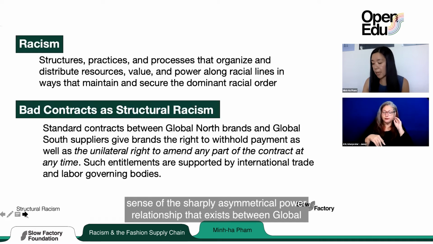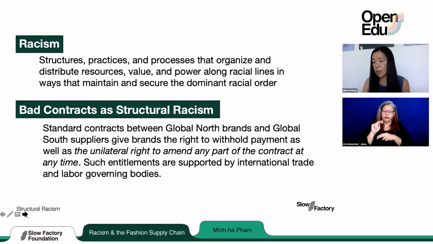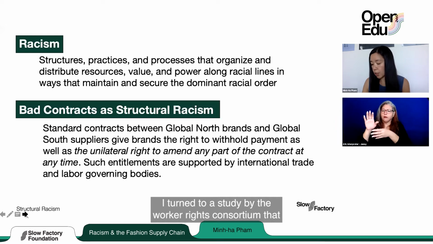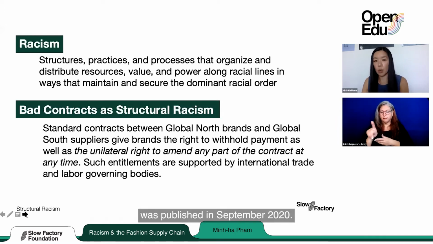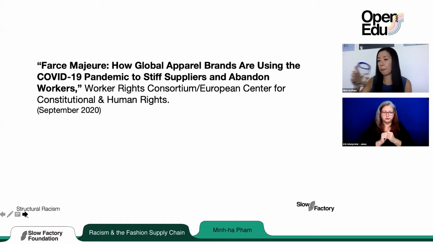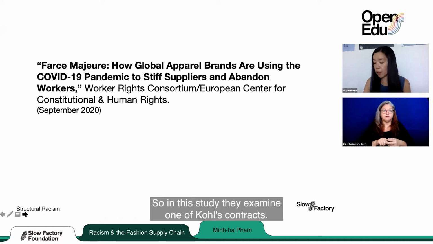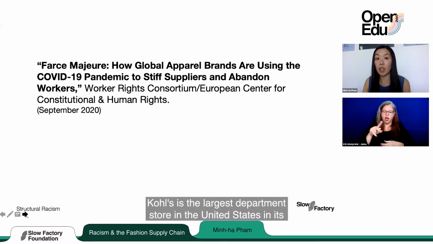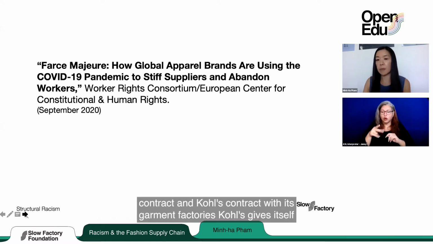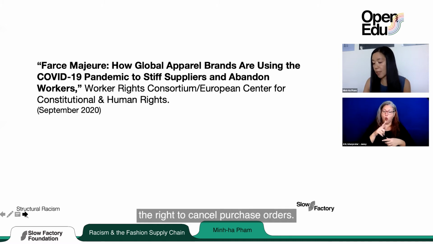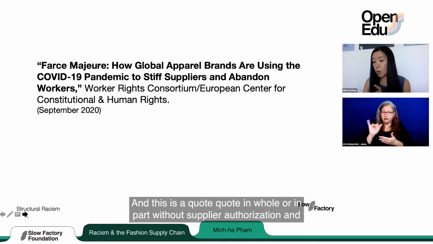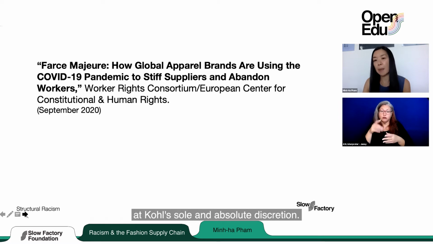To get a sense of the sharply asymmetrical power relationship that exists between global North corporations and global South workers, I turn to a study by the Worker Rights Consortium that was published in September 2020. So in the study, they examined one of Kohls' contracts. Kohls is the largest department store in the United States. In Kohls' contract with its garment factories, Kohls gives itself the right to cancel purchase orders. And this is a quote, in whole or in part, without supplier authorization and at Kohls' sole and absolute discretion.